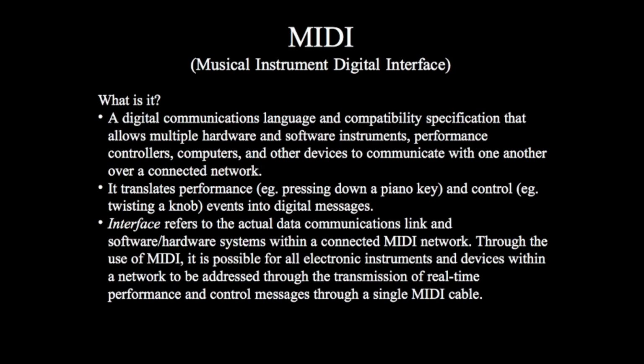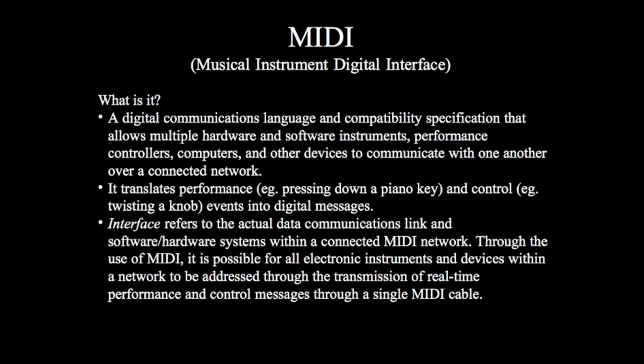So these events are something that you do. An event could be pressing down a piano key. An event could be twisting a knob. An event could be depressing a foot pedal. An event could be moving a modulation wheel on a keyboard. So all of these are events. They're things that happen in time, and all of these events typically are enacted by a human being.